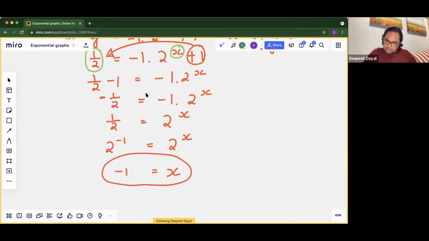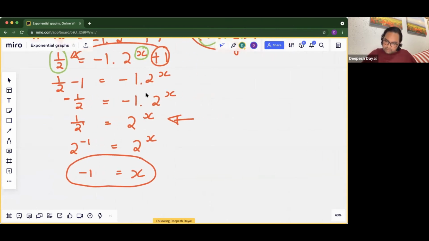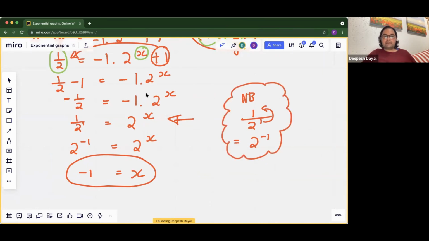I think a lot of you stopped here, but you didn't know how to convert the half to 2 to the minus 1. So half is 2 to the minus 1. Remember, because at the bottom we have 2 to the 1. When you take it up, it becomes 2 to the minus 1. So I'll just make a note here on the side. Half is 2 to the 1 at the bottom, which is then 2 to the minus 1. When you take this up, the sign changes. So x equals minus 1, and that is the solution of this one.